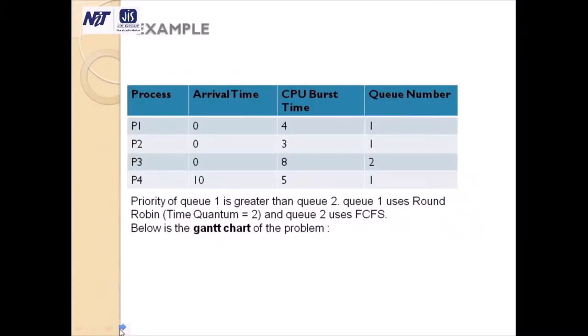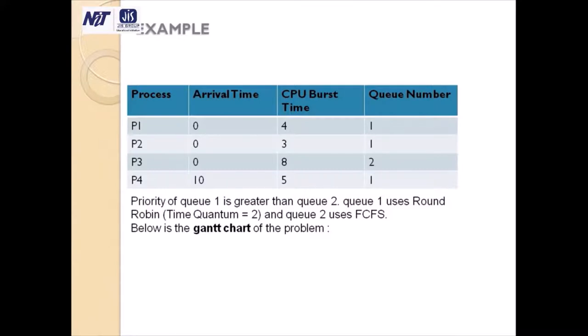Now look at this problem. One example is given here. Four processes are there, and the corresponding arrival times are given. For the first three processes, the arrival time is 0, and the fourth process arrives at 10 milliseconds. Their CPU burst times, that means execution times, are also given: process 1 is 4, process 2 is 3, process 3 is 8, and process 4 is 5.